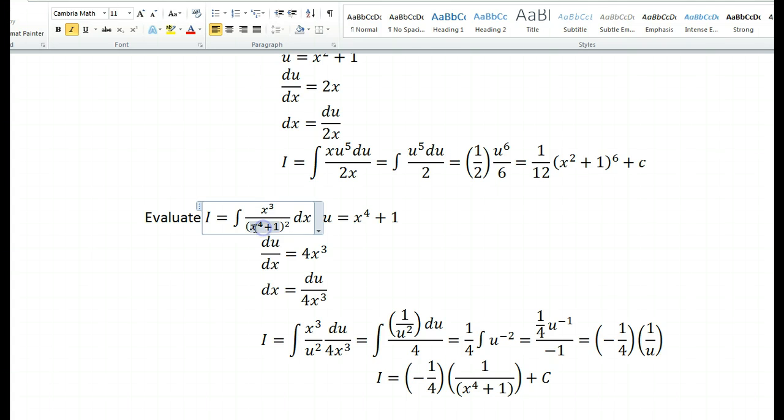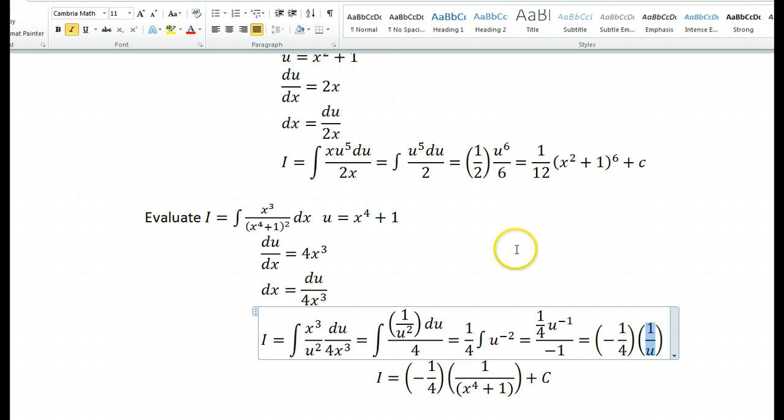The bottom is replaced by u, so you get u squared. And dx is equal to du over 4x cubed. So the x cubed and the x cubed will cancel off, and then you get 1 over u squared, and then you have a 4, and then you have du, and the 1/4 is taken outside, and the 1 over u squared is actually u to the minus 2. So 1/4 times u to the minus 1 divided by minus 1. And then 1/4 and minus 1 is actually negative 1/4. And u to the minus 1 is actually 1 over u.